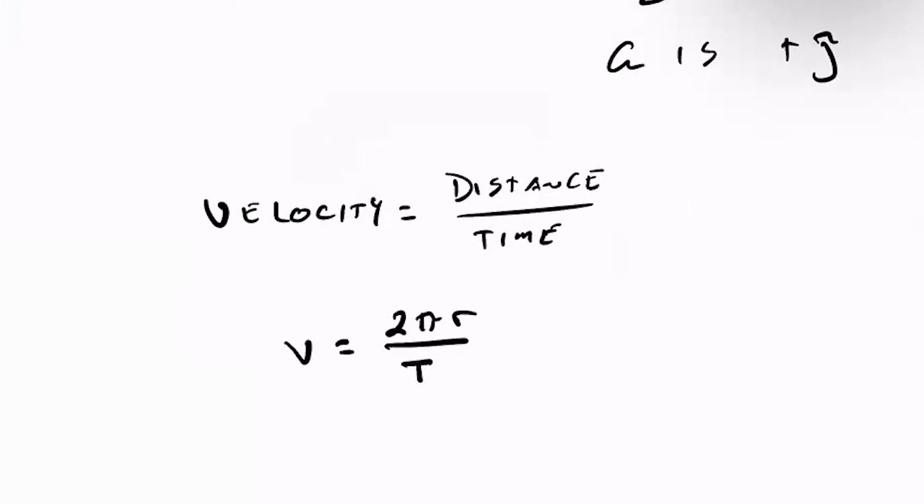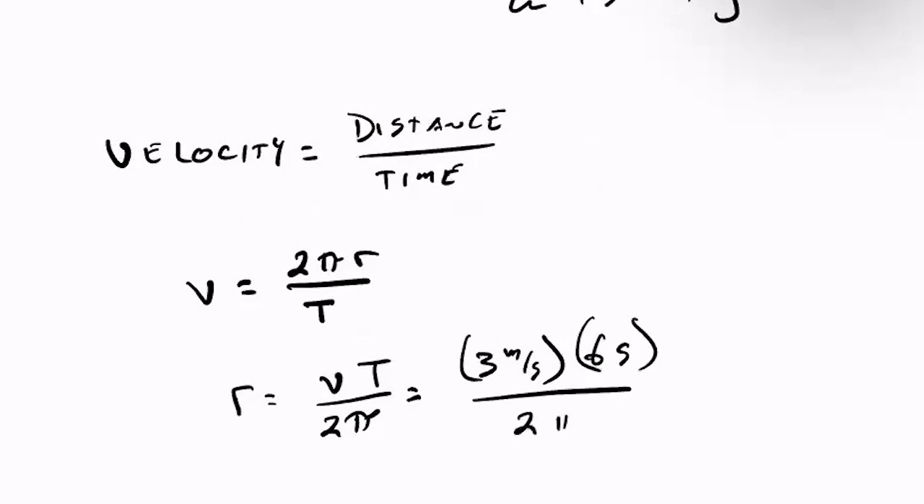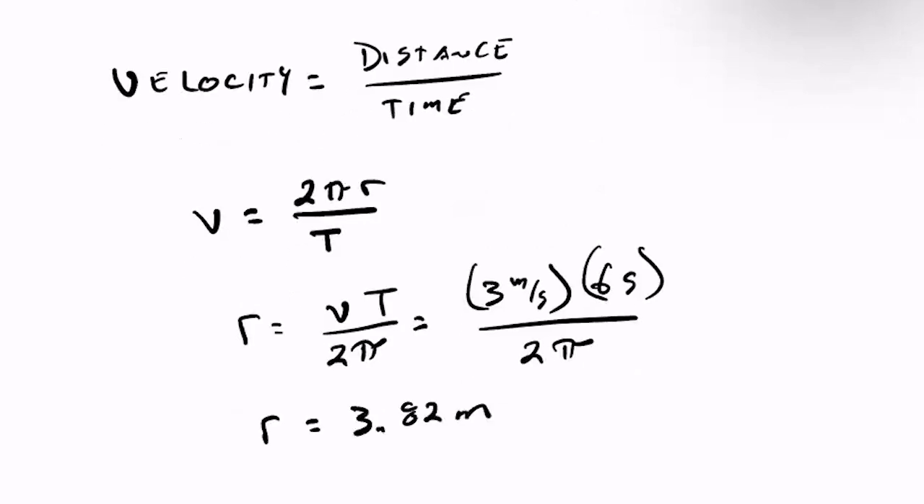Since this problem asked me to solve for the radius, I'm going to go ahead and do my algebra and rearrange this for r equals. Plug in what I know. And I find out that the radius of my circle is equal to 3.82 meters.